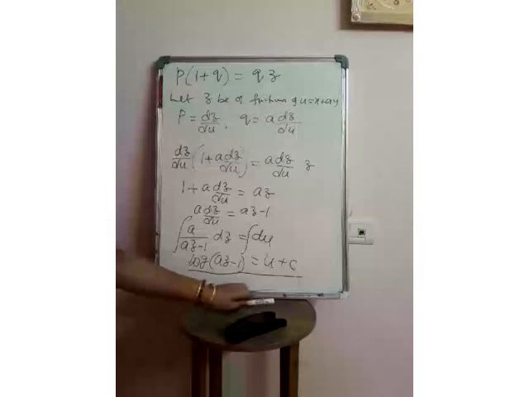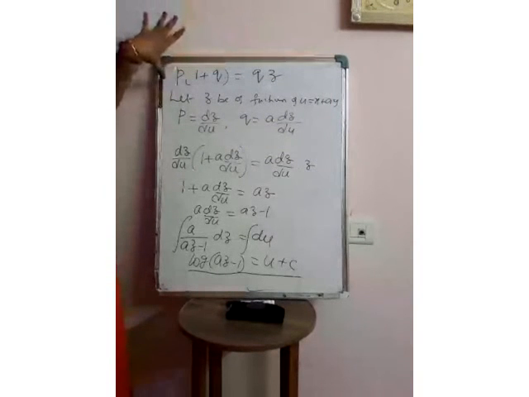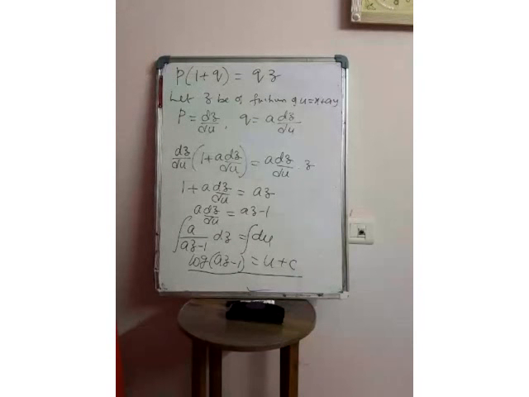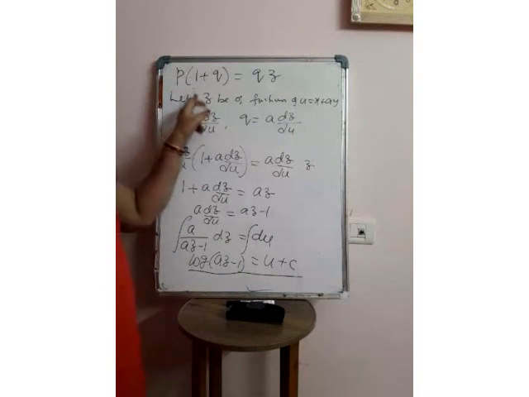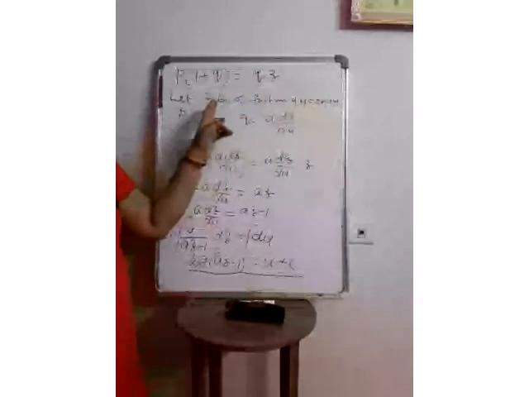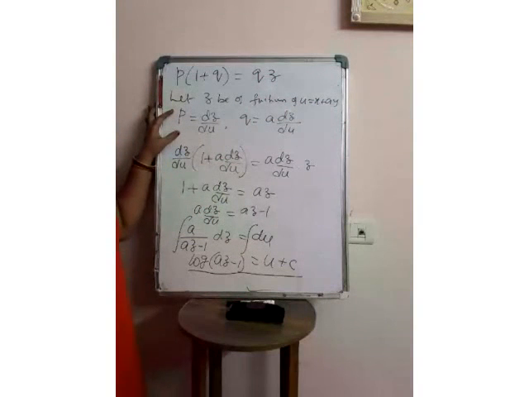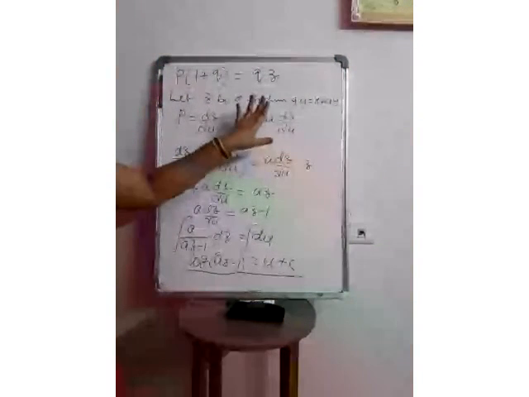I'll repeat this procedure once again, just see. If a non-linear equation consists of only p, q and z without x, y, as a trial solution we assume the solution to be of the form z as a function of u, where u = x + ay. I have told you how we got these values of p and q. The value of p we get in the form of dz/du by using the chain rule, and q is a dz/du.